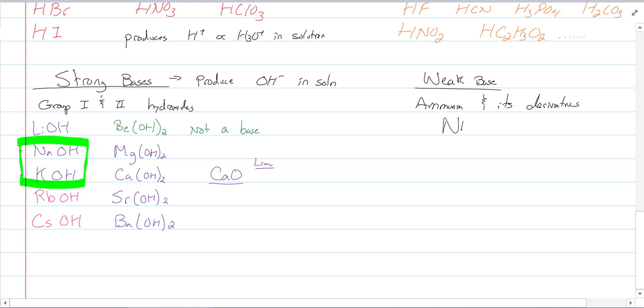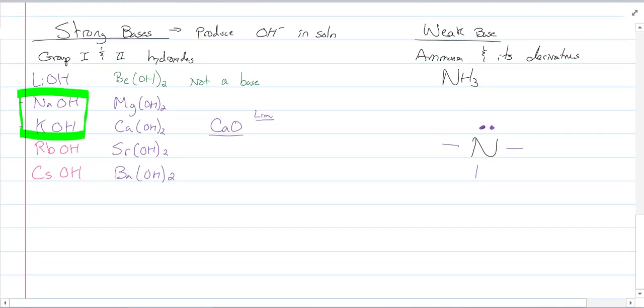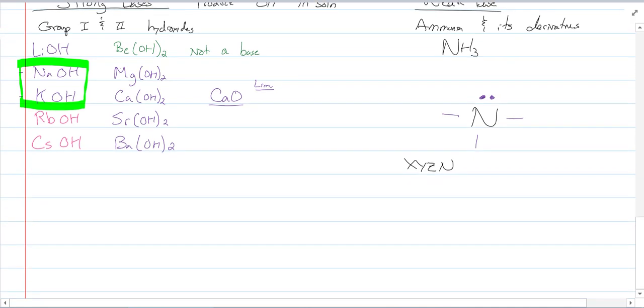So that's obviously NH3, but anytime you have N has this lone pair, and it doesn't matter what 3 bonds it has, that's a base. So anytime you see X, Y, Z, N, that's going to be a base. You'll get to in Chem 2, we'll put X, Y, Z, N, H+, and that's an acid. But right now, that's going to be a base. Okay? That's a base.